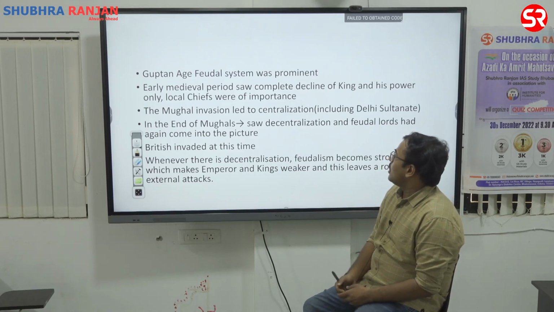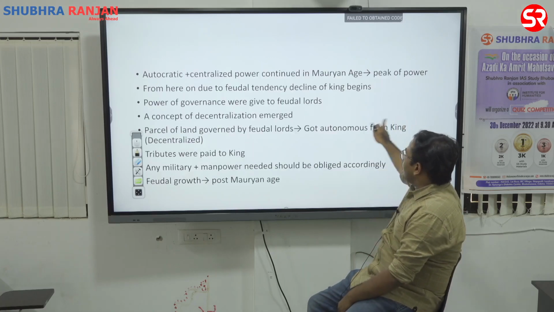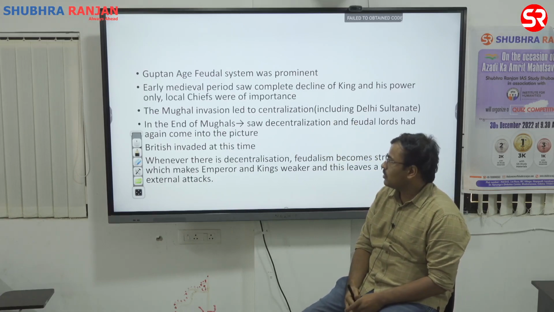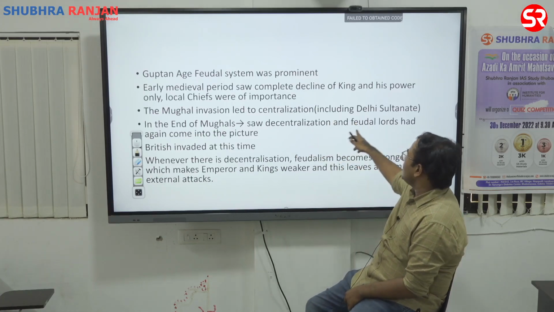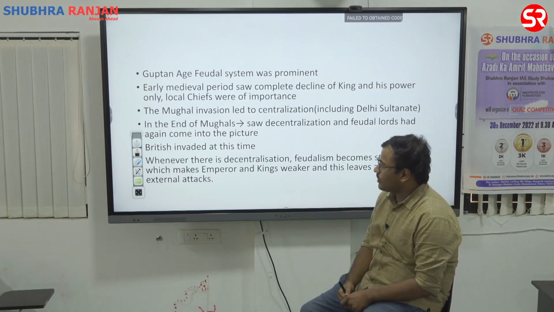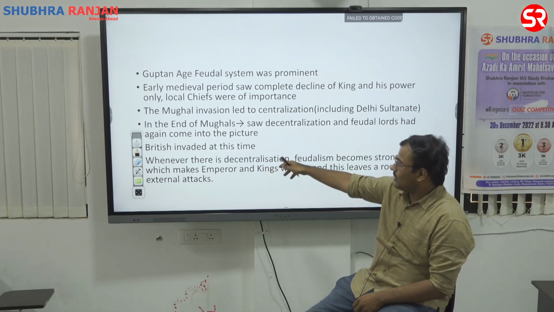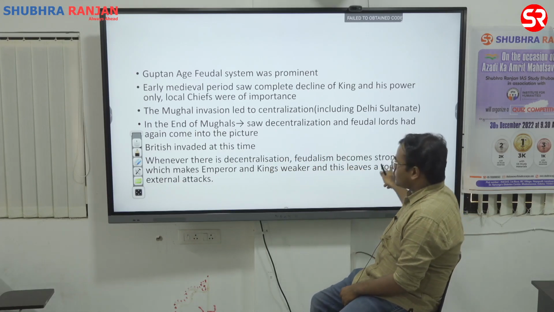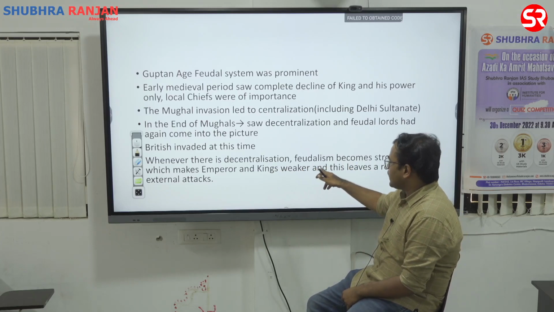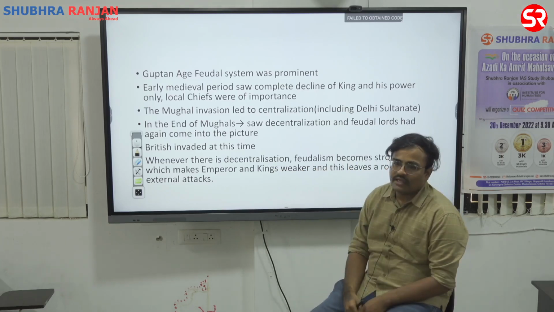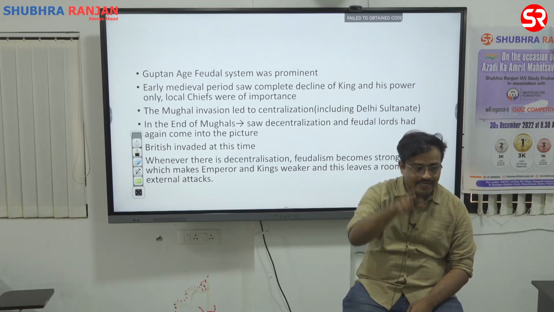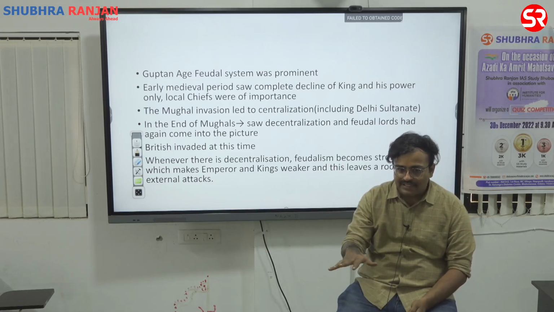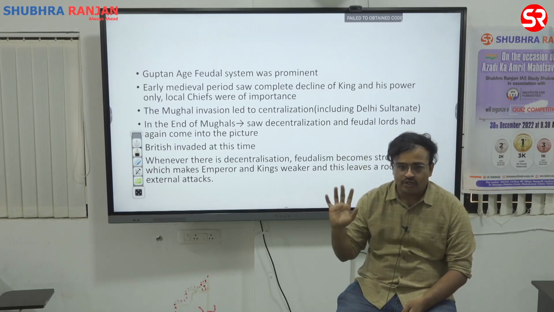Then during the Delhi Sultanate and Mughal period, centralization occurred once more. At the end of the Mughals, there is again decentralization, and feudal lords came into the picture again, and the British invaded at this time. So whenever there is decentralization, feudalism becomes stronger, which makes emperors and kings weaker, and this leaves room for external attacks. I showed it in graph format too. Whenever central power declines and feudalism emerges, foreign invasions do occur.